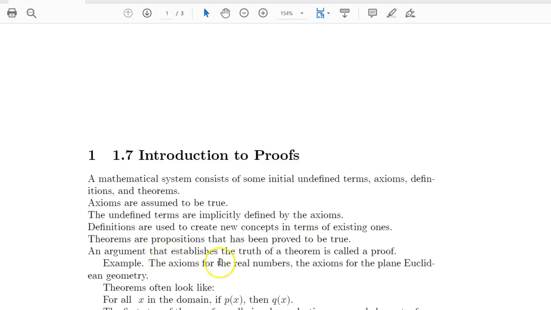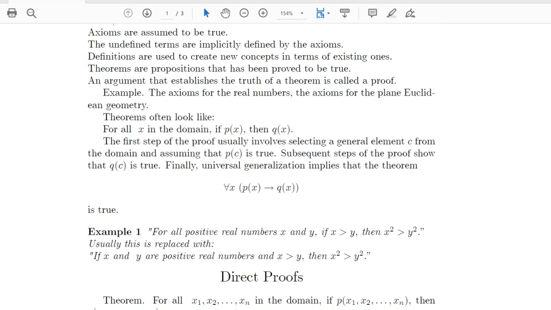An argument that establishes the truth of a theorem is called a proof. Examples of mathematical systems are the real number system and Euclidean geometry. We are not going to study this axiomatic system, but we'll use some examples from real numbers.